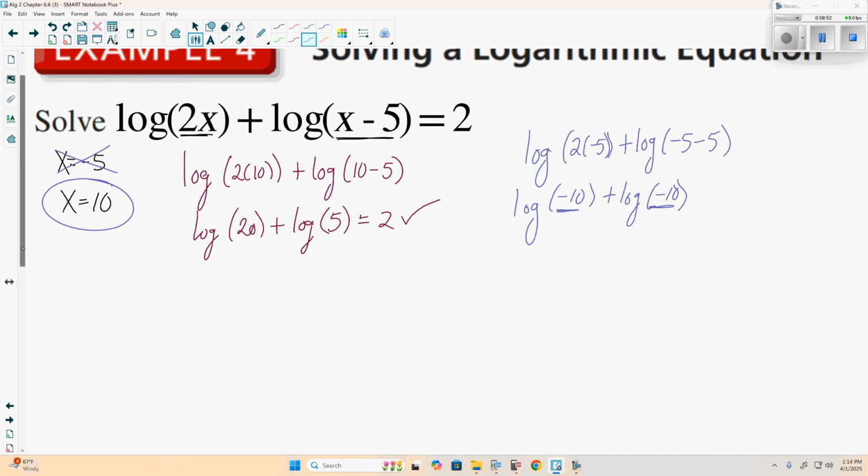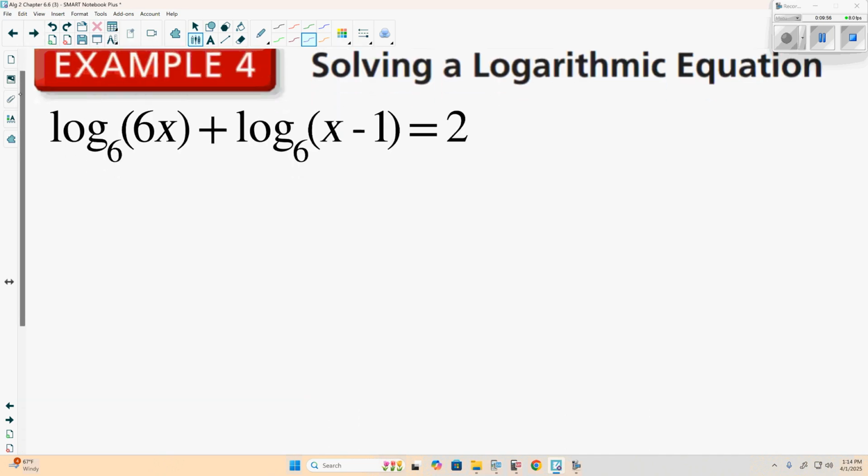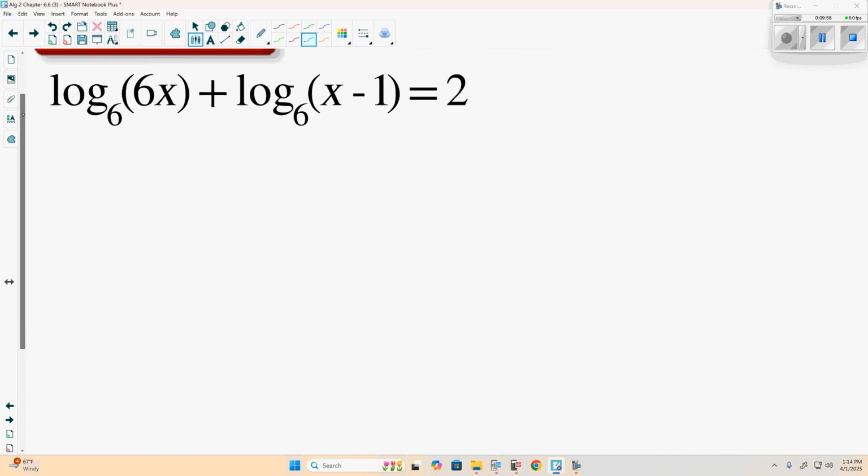Questions on this here? Well, let's look at this one here. Log base 6 of 6x plus log base 6 of x minus 1 equals 2.